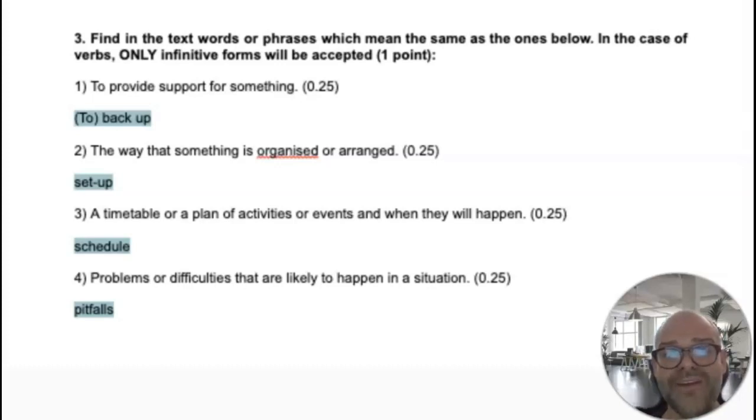Now, the very important thing about this activity is that if the definition is a definition of a verb, you are only allowed to give the infinitive form of the verb. This means that if in the text you have the past form of the verb or any other form of the verb, like the gerund, you cannot write that. You have to write the infinitive. Or you can also write the base form, okay?